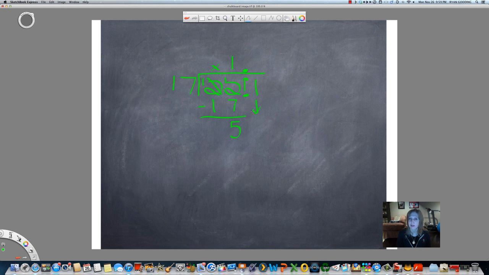And now I have to bring down my 1. So 17 goes into 51. I know 17 is about 20. And 20 times 2 is 40. So I'm going to estimate that it goes in 2 times. Let's see. 2 times 17. 2 times 7 is 14. 2 times 1 is 2 plus 1 is 3. Oh, that doesn't look like that's very close. Let's try 3 times 17 just to be safe.